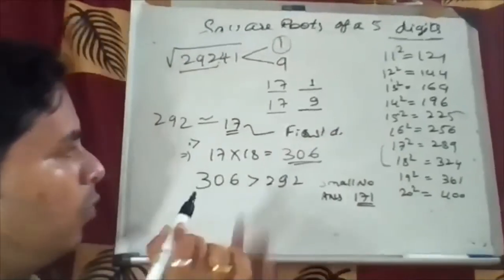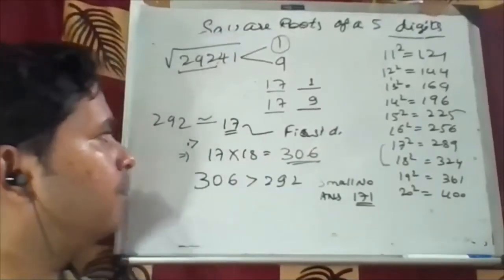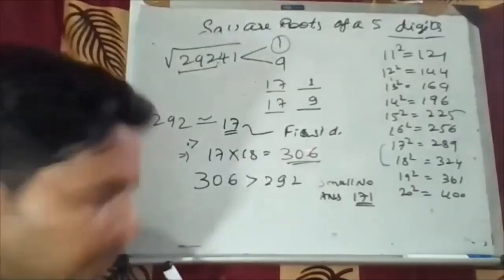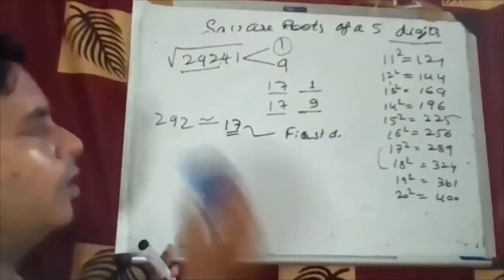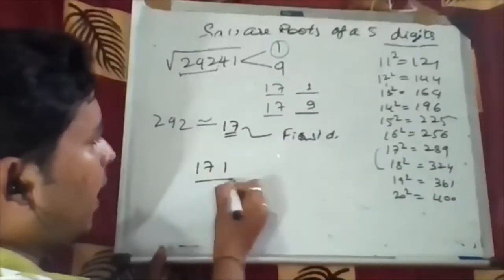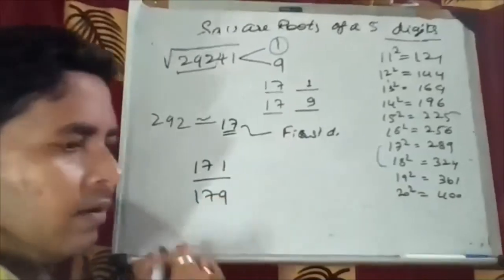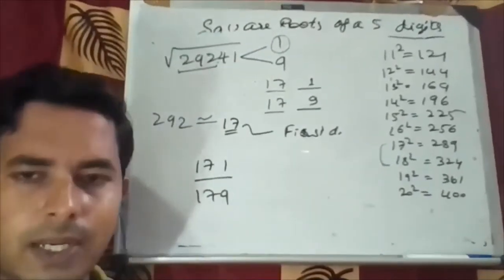If this multiplication also takes some time, what to do? Don't do this step. What you have to do now is, I already know the values 171 and 179.